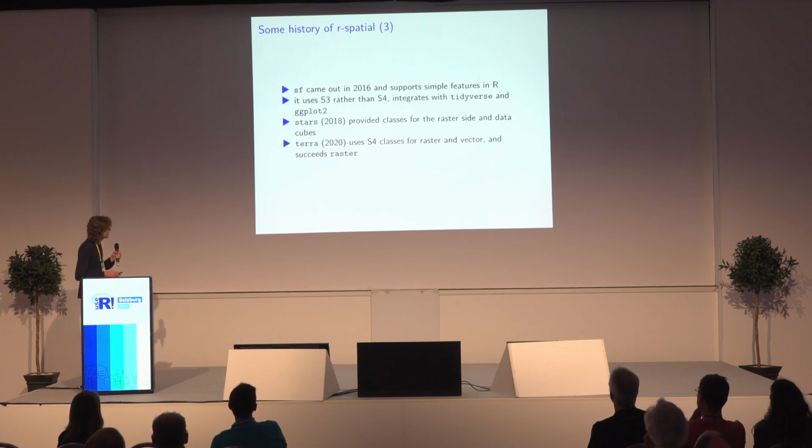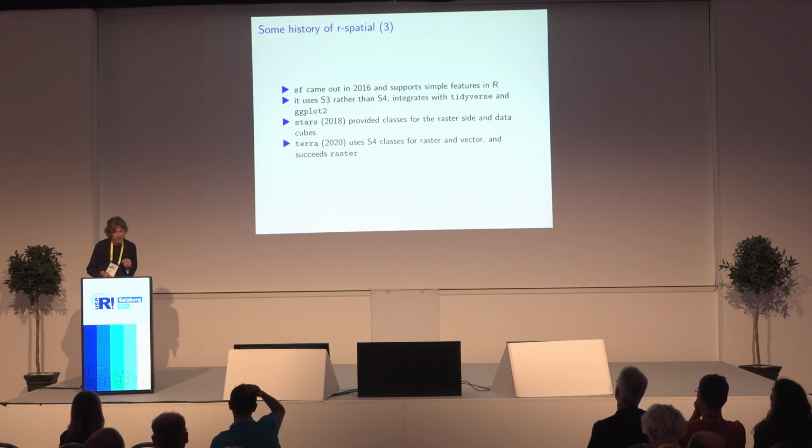SF then came out in 2016 and supports simple features in R. It uses S3 rather than S4. SP used S4 because in 2003 we thought that S4 was the thing new projects should use, and then later on that was not completely the case. For instance, tidyverse did not work well with these things, and SF integrates with tidyverse and ggplot. SP never did that in a right way. Then we had two new packages, stars and Terra, basically for data cube or raster type data, that came in 2018 and 2020, kind of replacing raster.